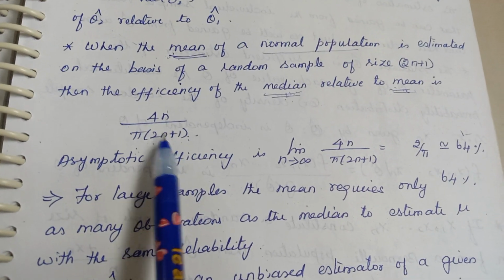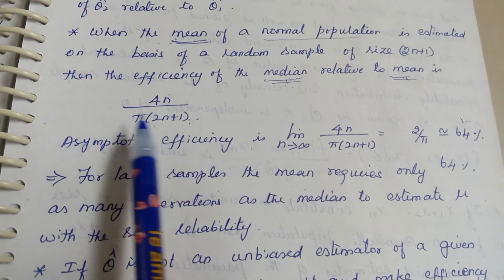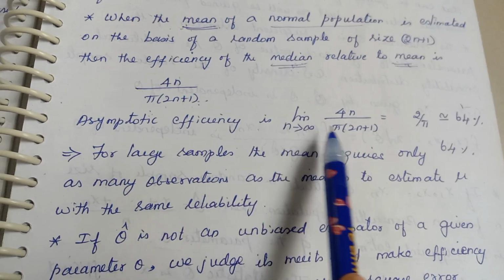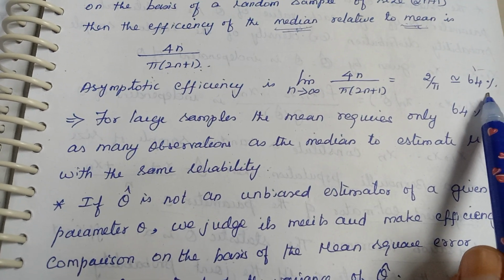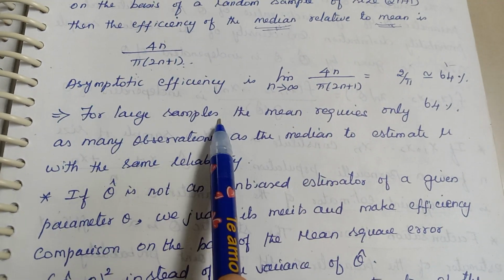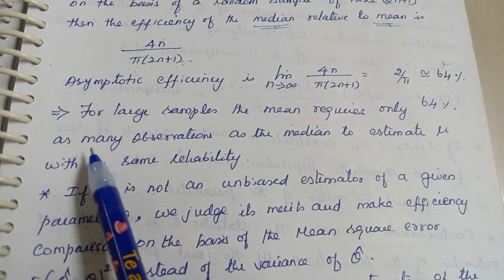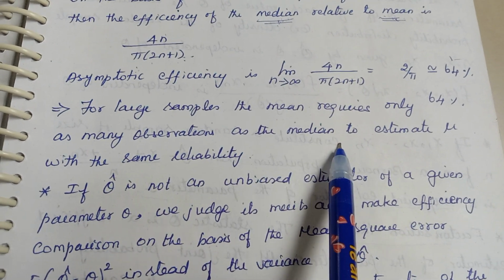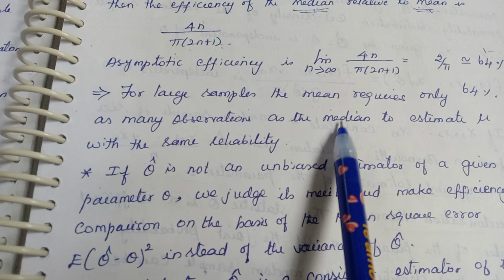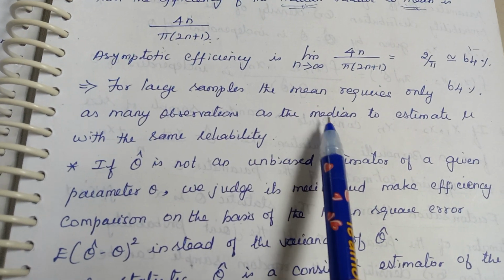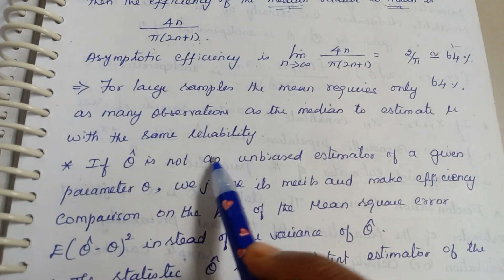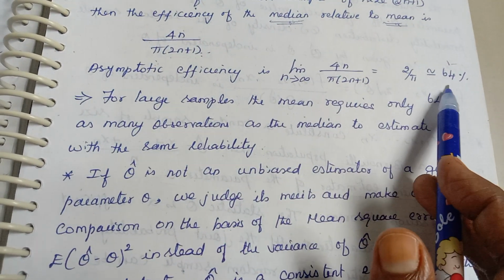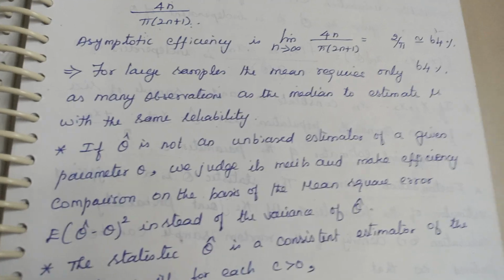Now this is efficiency. What is asymptotic efficiency? Just take the limit as n tends to infinity of this value. So this is equal to 2 by pi, which is approximately 64%. That means for a large sample the mean requires only 64% as many observations as the median. That means if your median requires 100 data, your mean requires only 64 of the data for the same reliability. So that is the meaning: the mean is more efficient than the median.